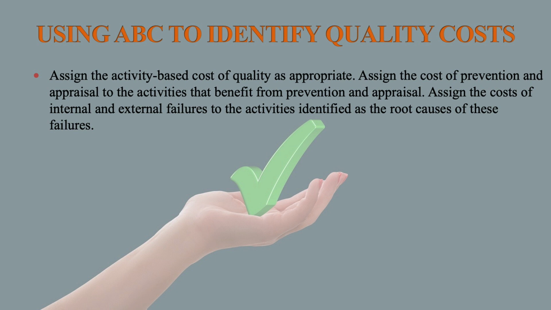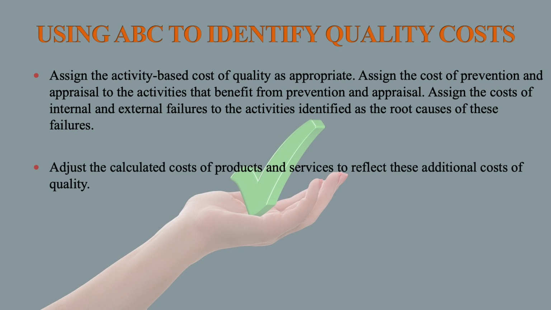Assign the cost of prevention and appraisal to the activities that benefit from prevention and appraisal. Assign the cost of internal and external failures to the activities identified as the root cause of these failures. Adjust the calculated cost of products and services to reflect this additional cost of quality.